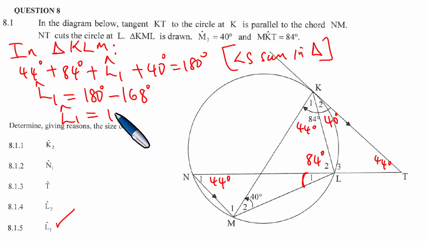So now we're getting 12 degrees. The angle L1 is actually equal to 12 degrees. We can come here and put exactly 12 degrees there. So the angle L1 is equal to 12 degrees.